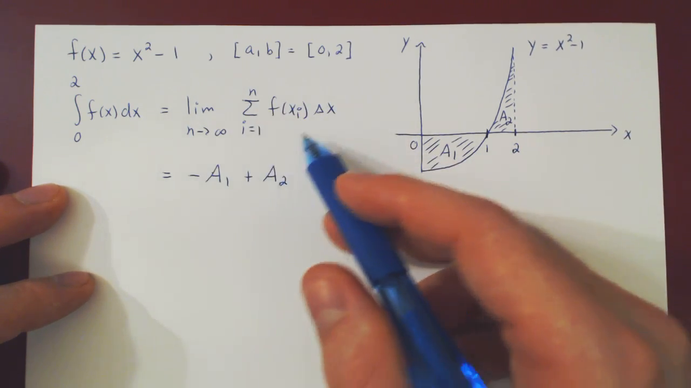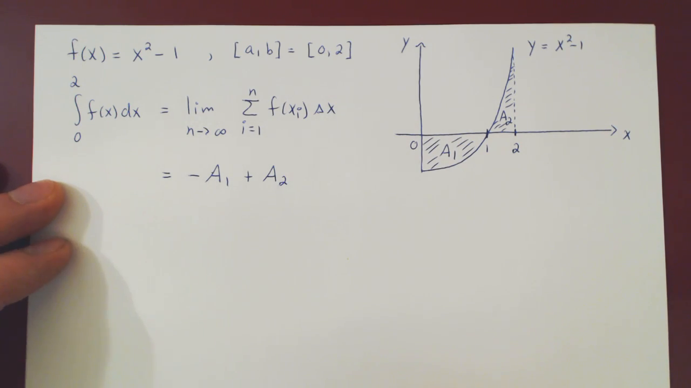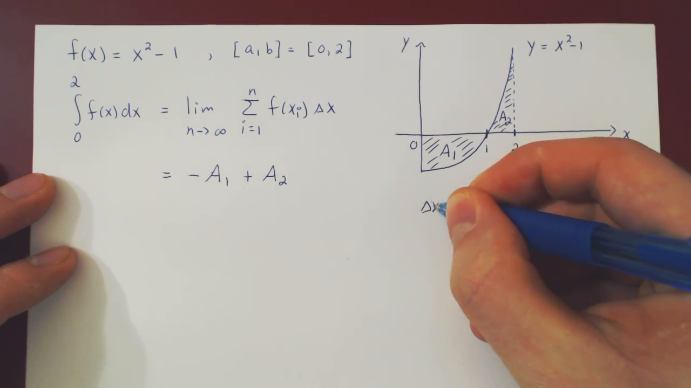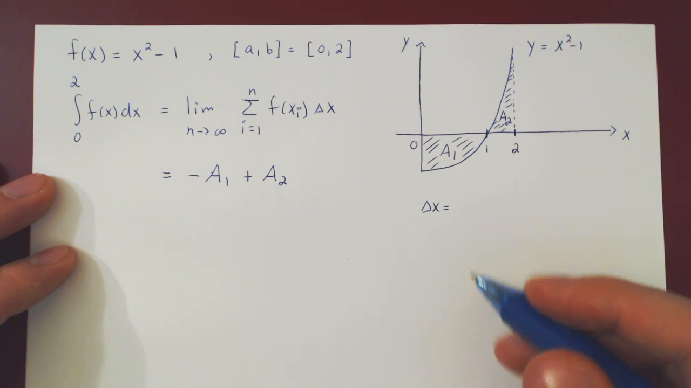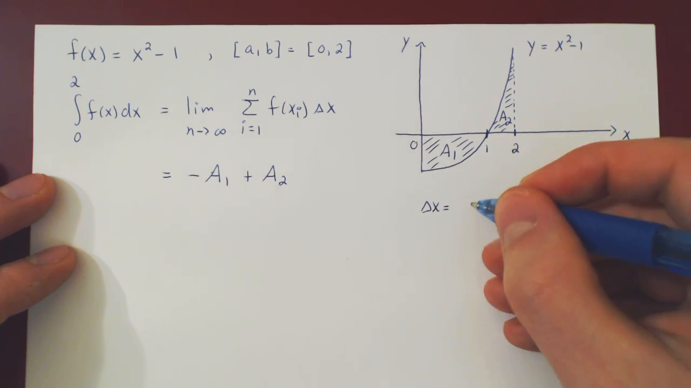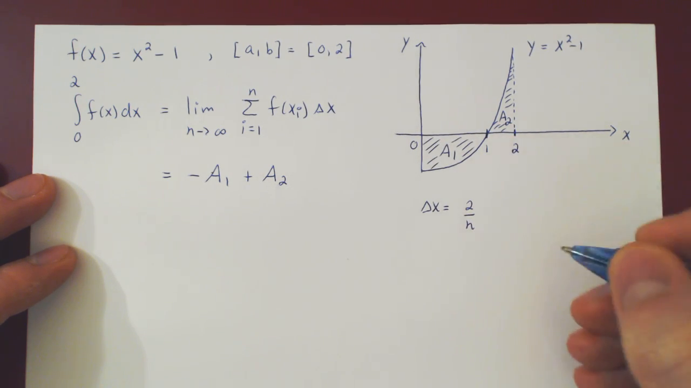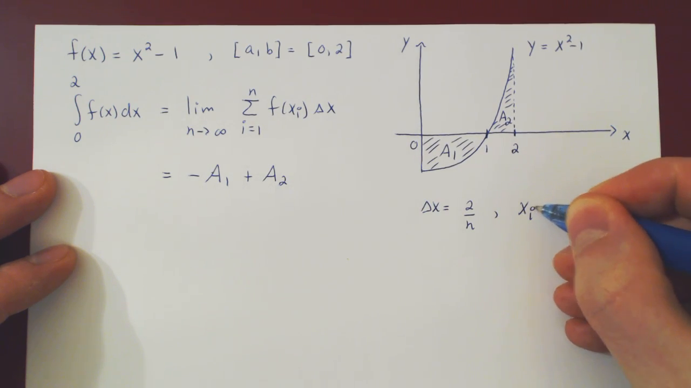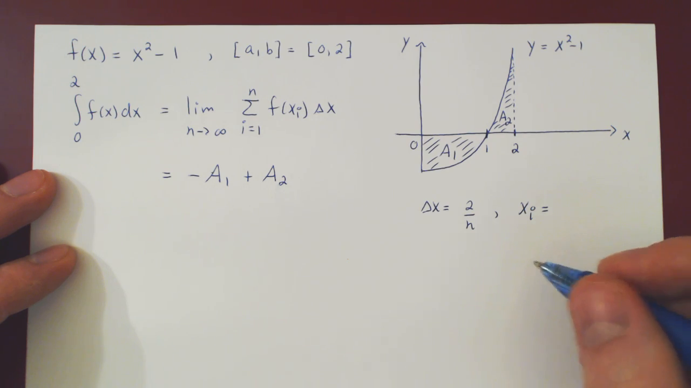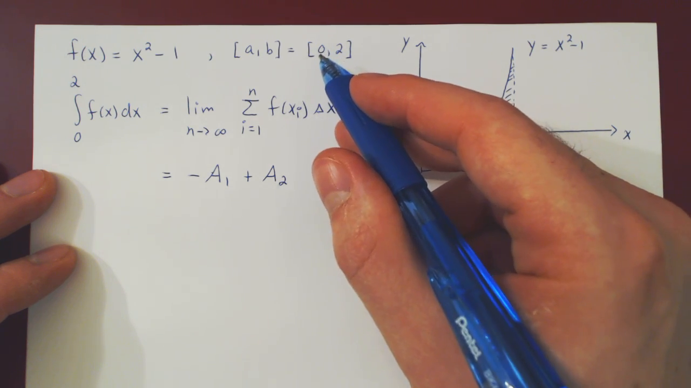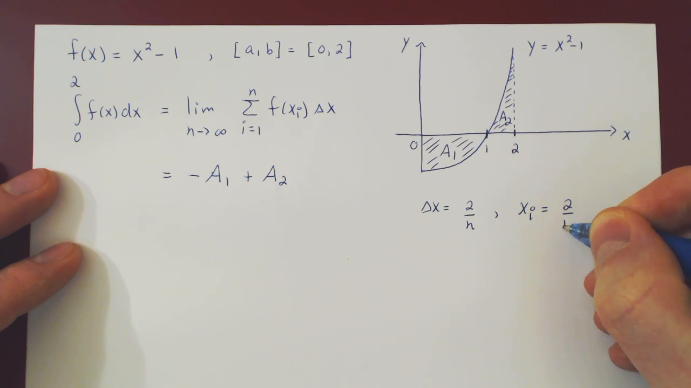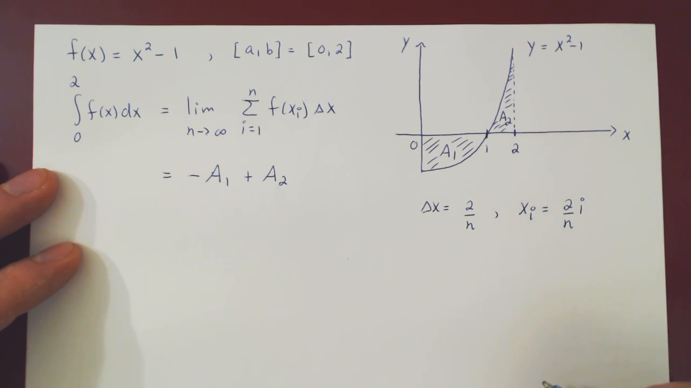Let us now do it algebraically. Let's evaluate and see what the final answer is. Well, we need to find our delta x. This is b minus a over n, 2 minus 0, 2 over n, just 2 over n. And xi is a plus i delta x. a is 0, so that's 0 plus i times delta x. So it's 2 over n times i.